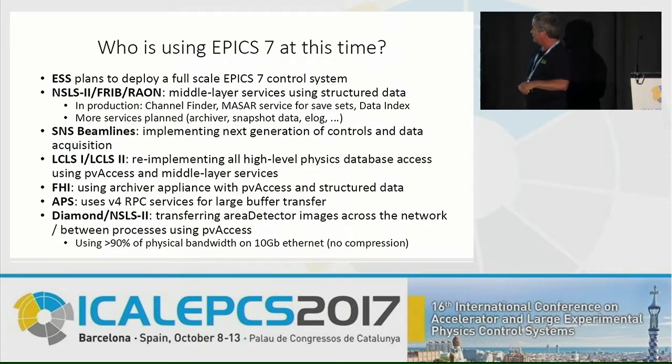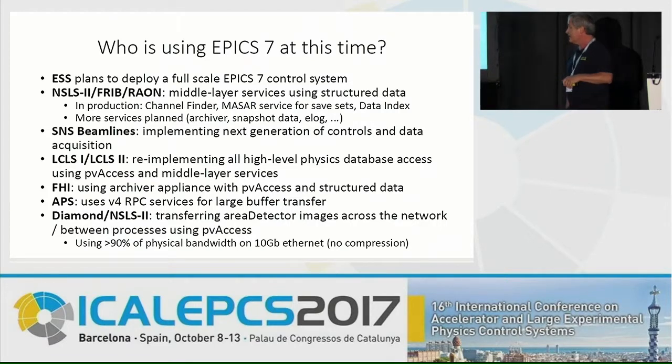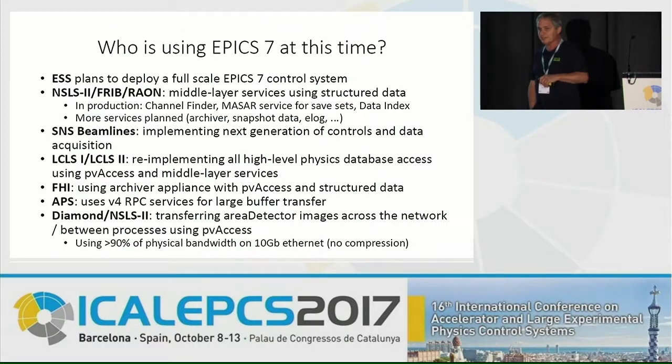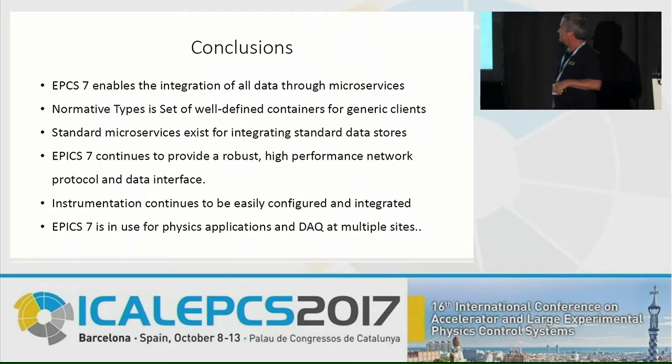Right now, the data transfer from area detector across the network using PV access uses 90% of the physical bandwidth on a 10 gig Ethernet with no compression. So PV access is a very efficient transport of these large data sets.